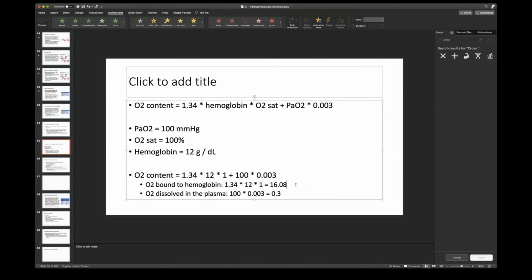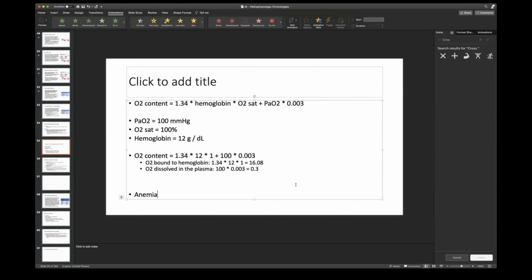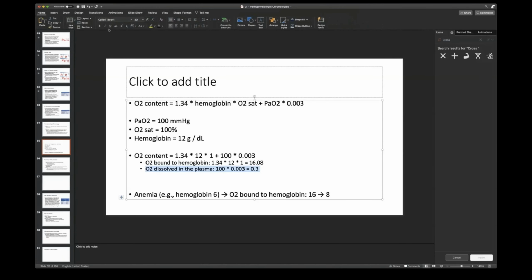So in anemia, in this patient, let's say the hemoglobin is 6. Now the oxygen bound to hemoglobin is halved. It basically goes from 16 to 8. It's basically cut in half. So that's a dramatic change. That's basically half of all of it. You can basically ignore this term. You might as well not even have that there. This contributes almost not at all. Almost all of it is hemoglobin.